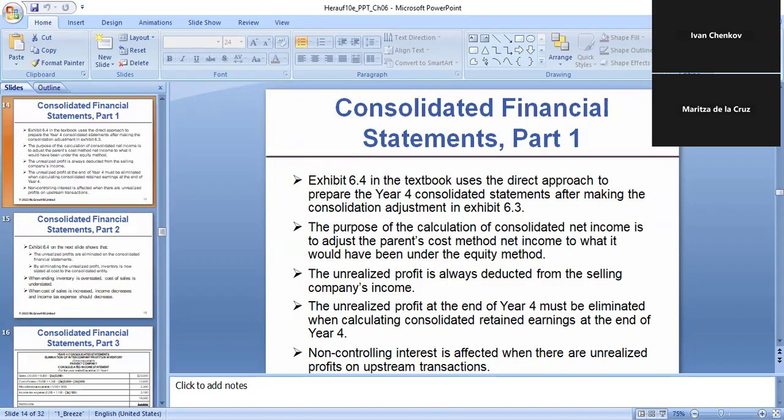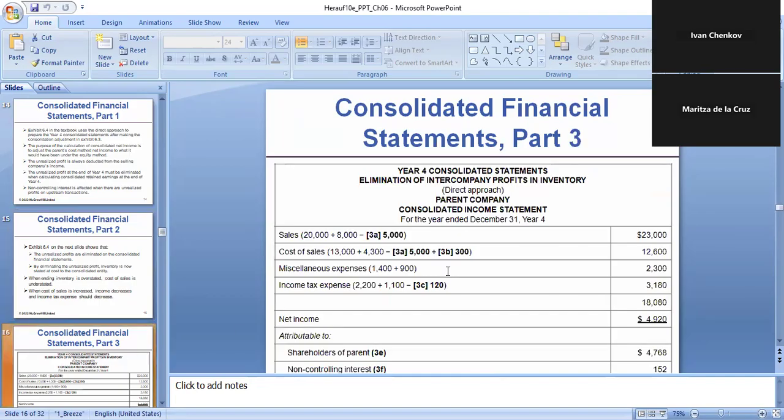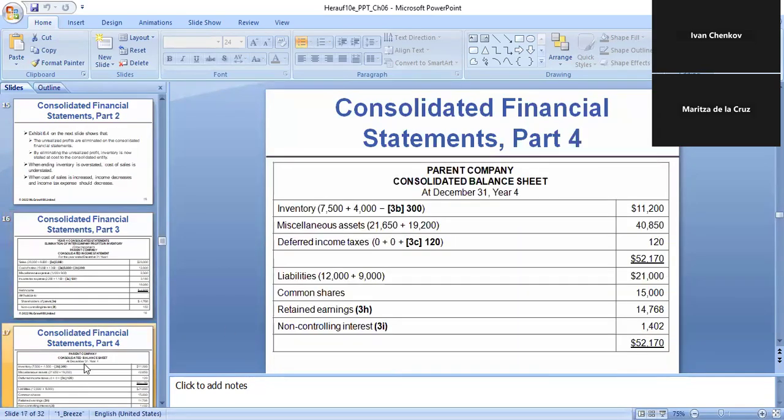we're eliminating all the intercompany transactions, and unrealized profit is always deducted from the selling company, and unrealized profit at year 4 has to be eliminated when calculating consolidated retained earnings. Now, unrealized profit again eliminated, and then inventory is now stated at the cost to the consolidated entity. And this is the direct approach preparation of the income statement, the same thing that we saw in the textbook. Here it is in the slide. And the next thing is the balance sheet, which you saw in the textbook. Here it is in the slide.